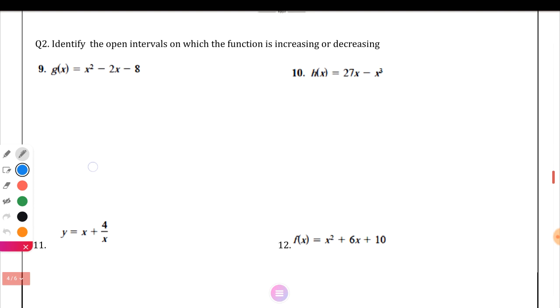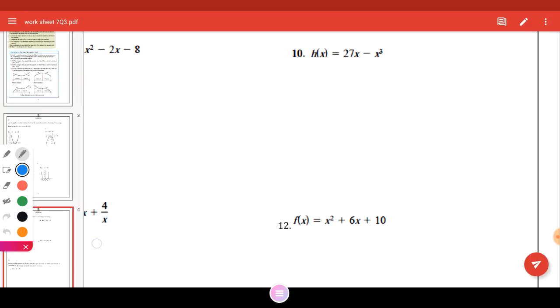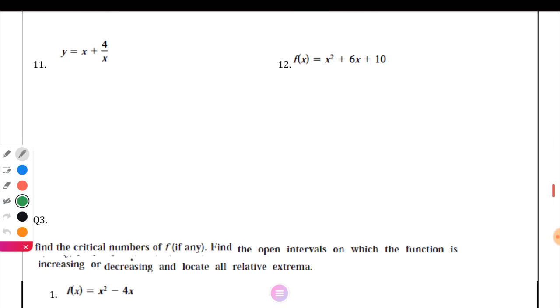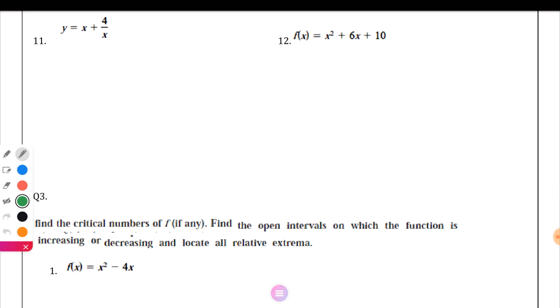Okay, now I'd like to say that all of these, numbers 9, 10, 11, 12, use the same steps, the same way, 4 or 5 or 6 steps, as we did before. But here I'd like to solve number 11 with you, because the other ones are so easy and you can check the answer from the model answer which I posted already on the LMS. Number 11 is different, so I'd like to solve it.